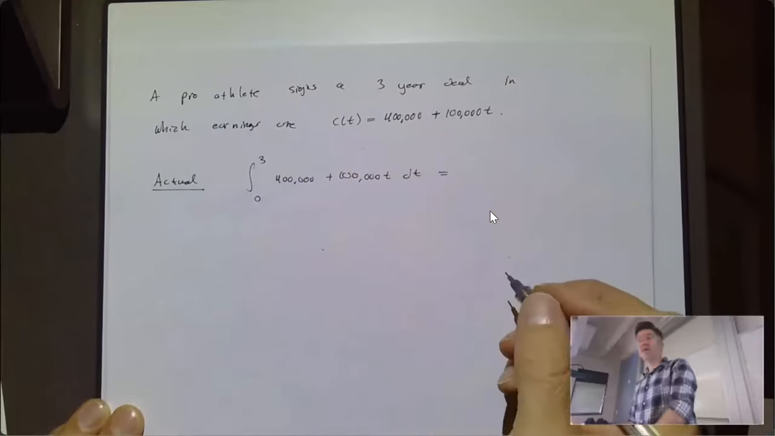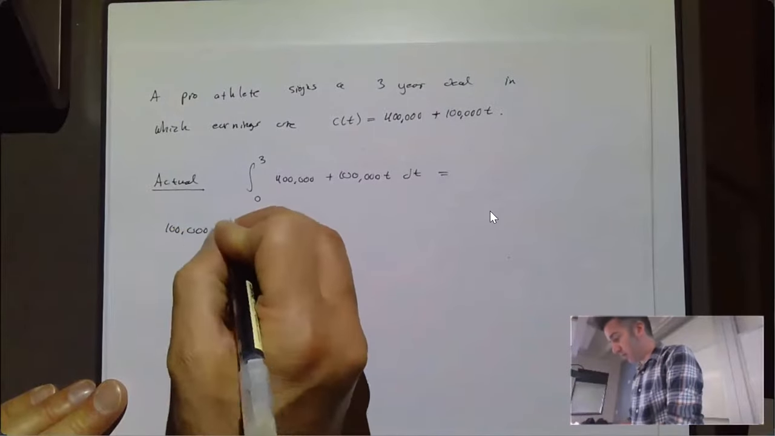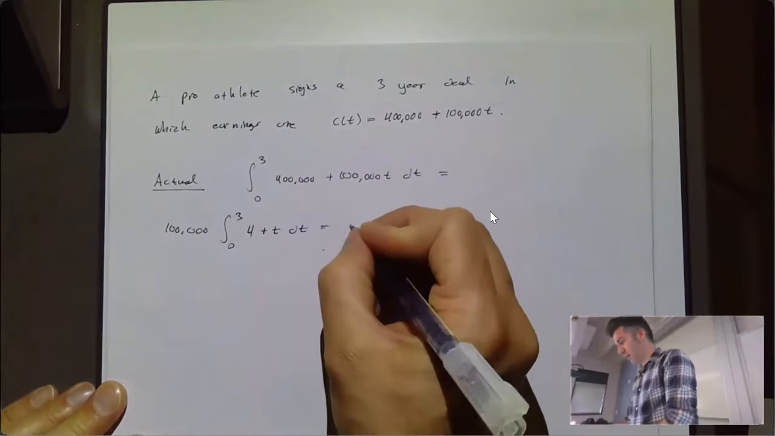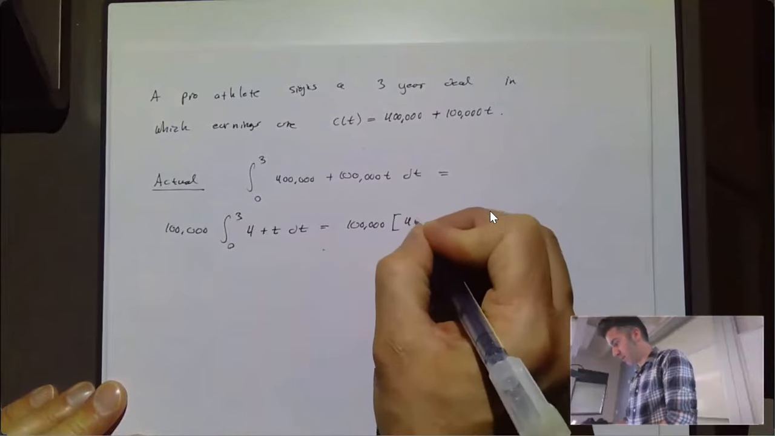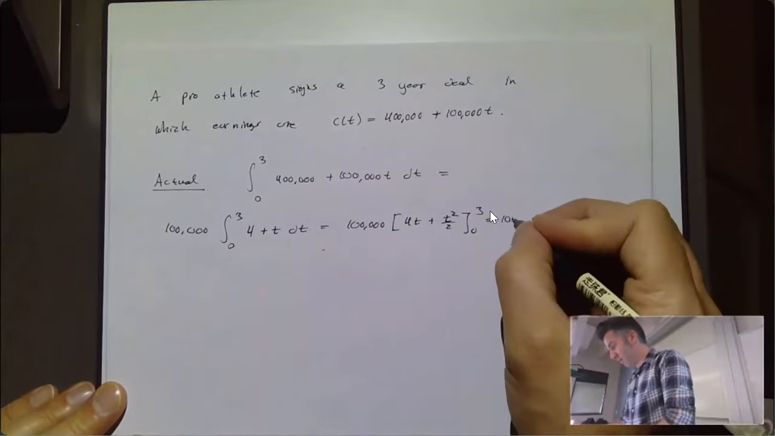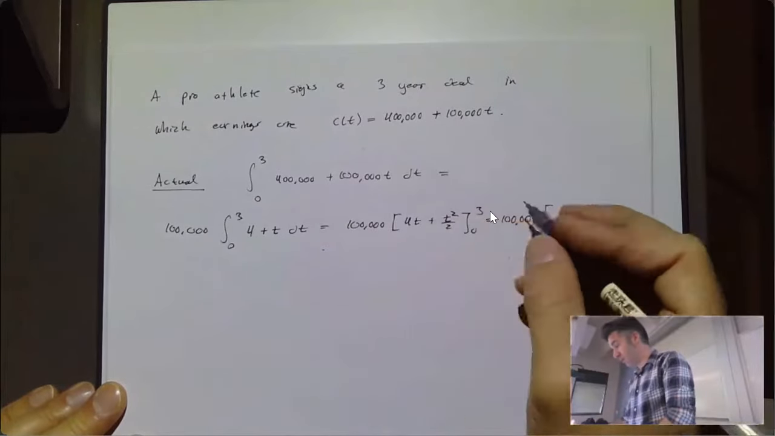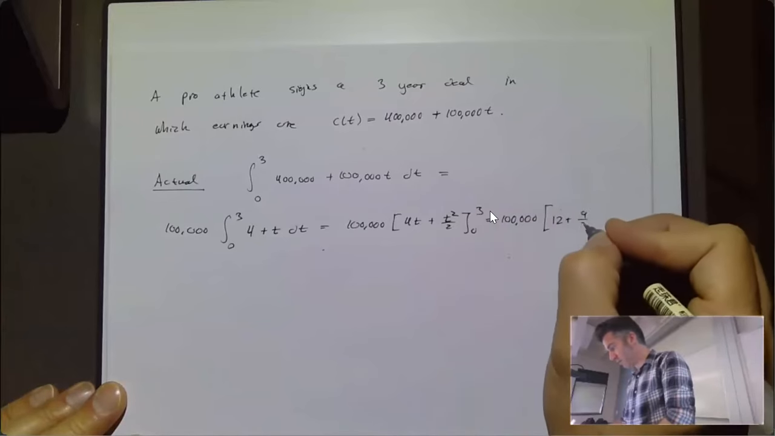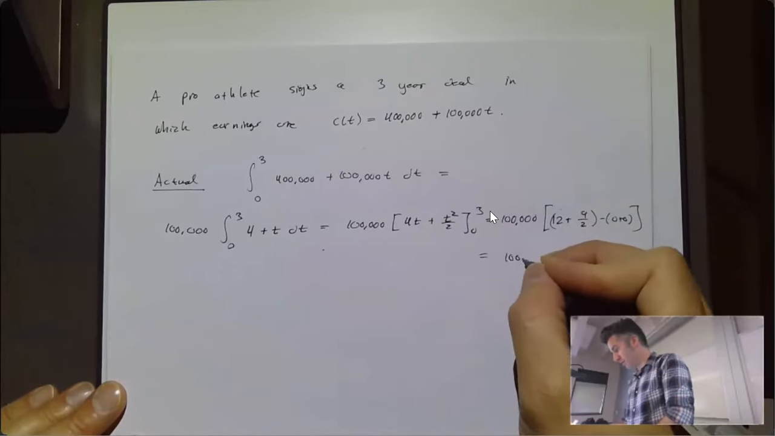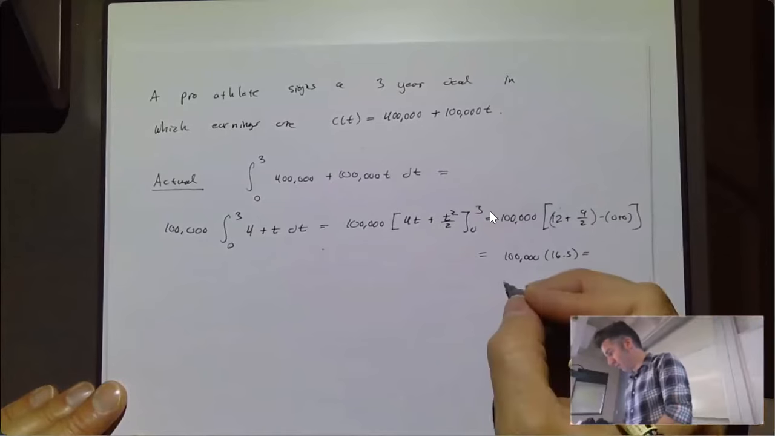And just like before, I really think it's worthwhile to factor out whatever largest factor you can. So I'm going to pull out 100,000 and do the integral from 0 to 3 of 4 plus t. That's way nicer to deal with. That's going to be 100,000 times 4t plus t squared over 2 from 0 to 3. And then plugging in, we're going to get 100,000 times 4 times 3 is 12 plus 3 squared over 2, minus 0 plus 0. So that's going to be 100,000 times 12 plus 4.5, which is 16.5. So that's going to be $1.65 million.